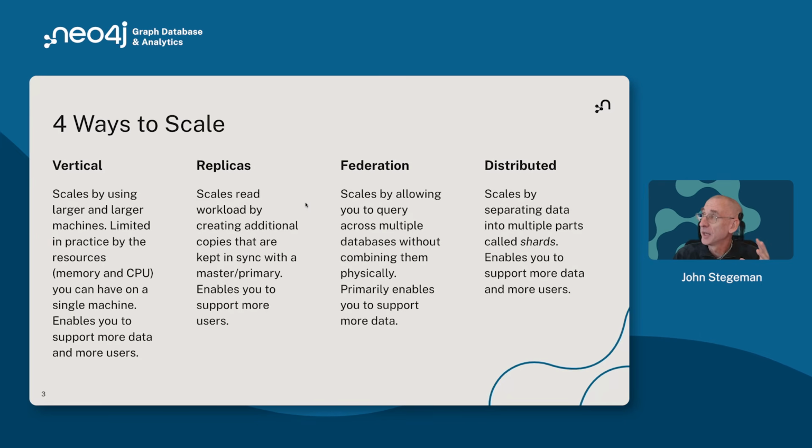Now, in addition to vertical scalability, we also have this concept of horizontal scalability, where instead of getting bigger machines, we get more machines to attack the problem. And there's a number of ways of doing that, and I list three of them here. So the first is replication or replicas, where we create copies of the database and we scale by letting people use those copies for the workload.